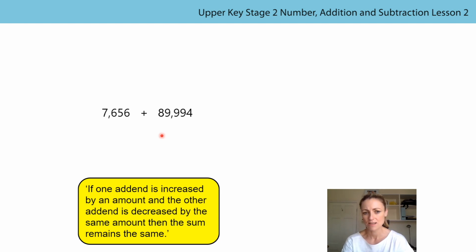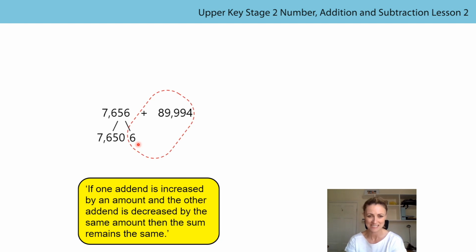I've also noticed that in my 1s column, my 6 1s and my 4 1s, they are going to sum to make a multiple of 10. So that's going to make it friendlier as well. So if I want to add 6 to this addend here, what am I going to have to do to this addend? I'm going to have to subtract 6. That's absolutely right. So where do I get that 6 from? The first addend, so I'm going to partition that into 7,650 and 6. Because this 6 here, I'm going to redistribute. That is going to add on to my second addend to make it a much friendlier number.